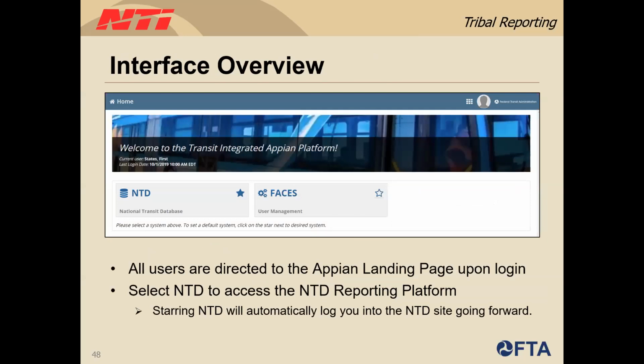All right, so once you get past login.gov, you will log into the NTD Reporting Tool, which is the Appian platform. You may see a different number of options. You'll probably see NTD, you might see TRAMS, you might see another one for all I know, depending on what systems you have access to within Appian. So here you're going to select NTD in order to access your report. And if you would like to automatically go into NTD every time you log in instead of going to this home page, you can star it as seen here to make sure you go straight into it.